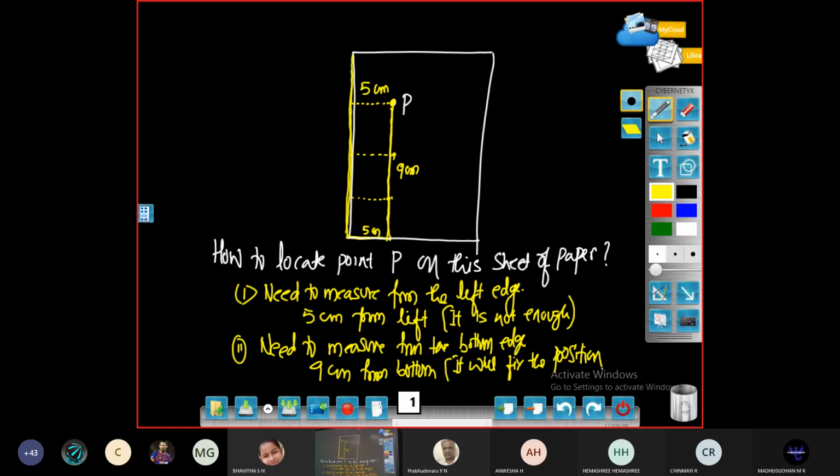Yes, sir. So now, how are we going to represent this? In an ordered pair, writing in a small bracket. First, the distance from the left edge, 5 centimeter, and the distance from the bottom, which is 9 centimeter. 5 comma 9, we say.